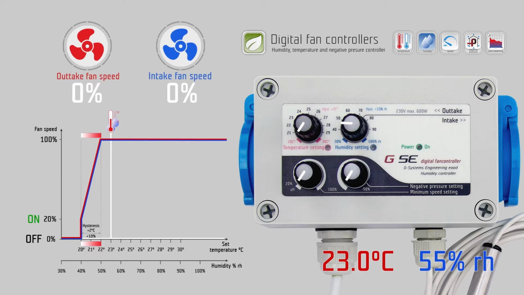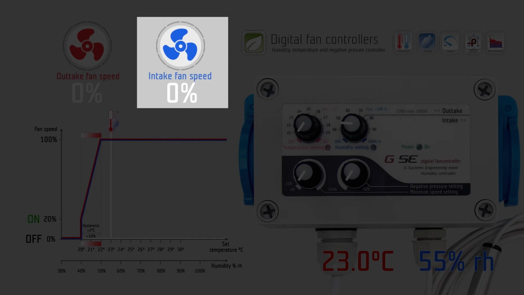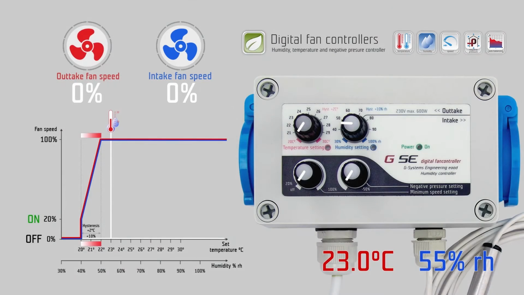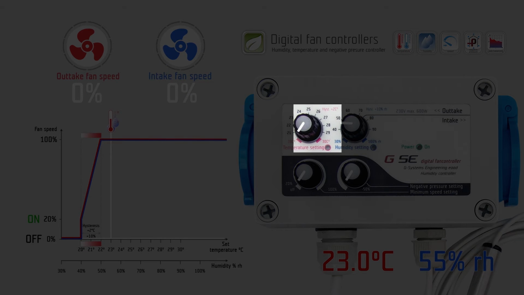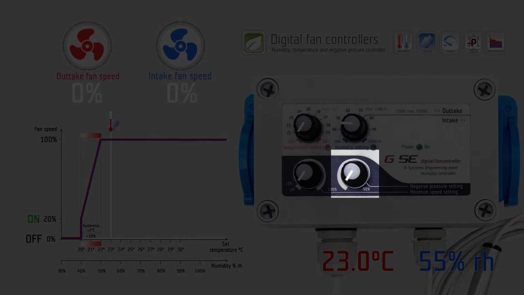How does the humidity, temperature, and negative pressure controller work? The humidity, temperature, and negative pressure controller is a phase controller for one exhaust fan and one intake fan. You can post 4 settings on 4 knobs: temperature, humidity, minimum speed, and negative pressure setting.